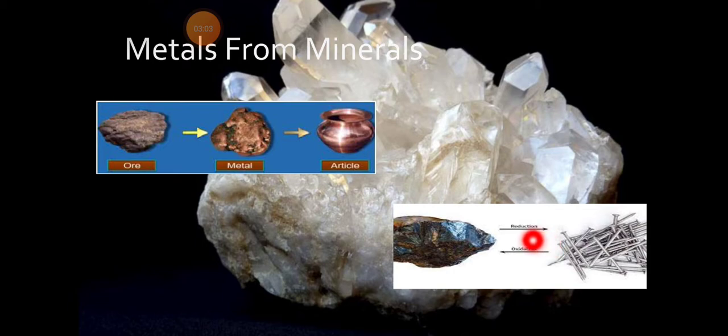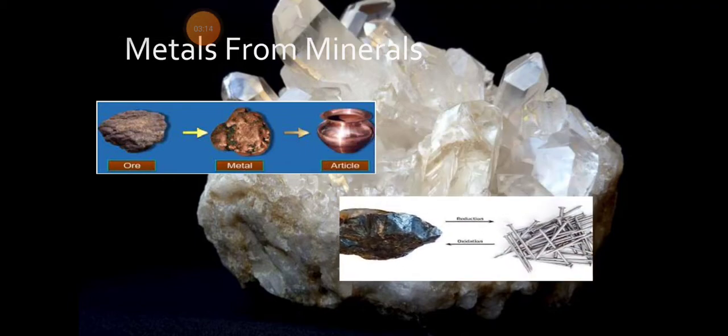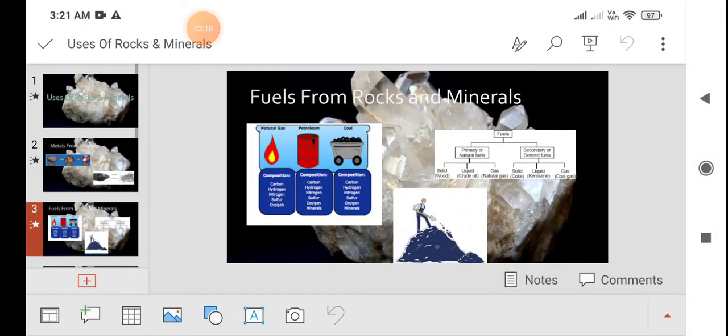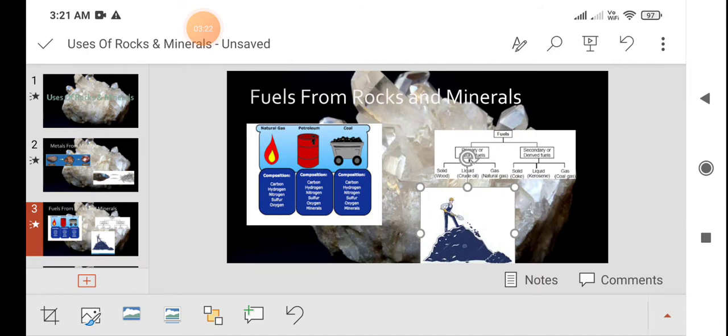Precious metals like gold, silver, and platinum are used for making jewelry. These pins are also made from a metal. So the metals we are getting from ores.